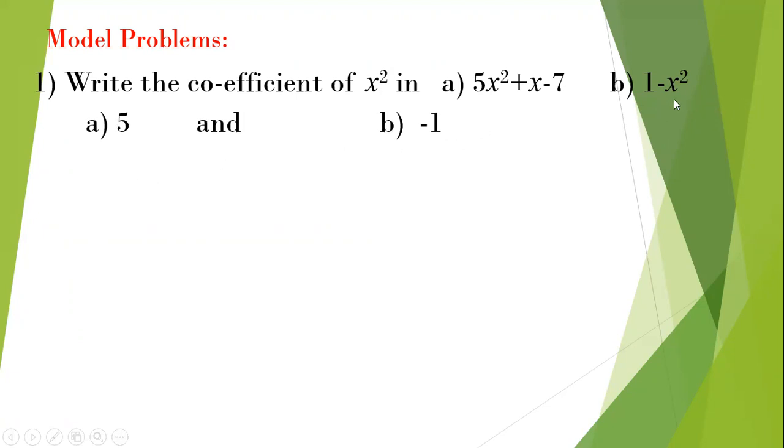So how do you get this minus 1? Any term should be multiplied with 1. That means here we have 1. So let us take x. What is the coefficient of x?